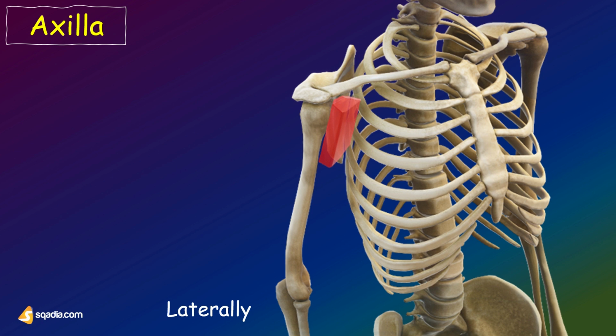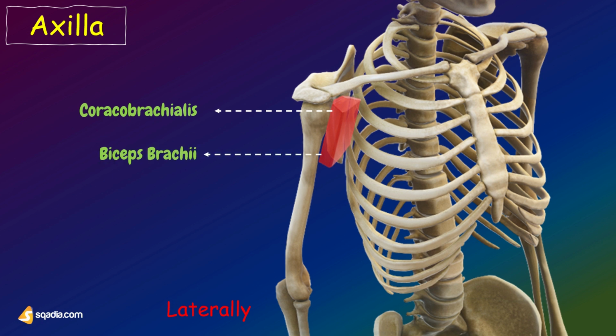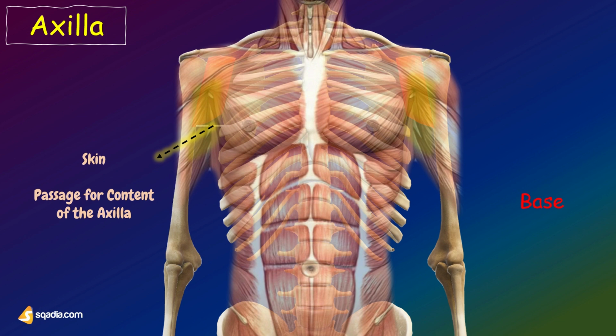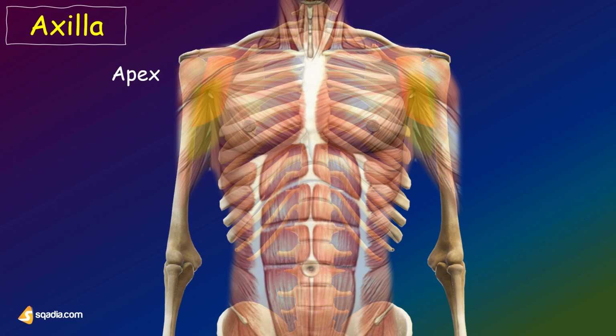The anatomical landmark that makes up the lateral surface of the axilla is made up of coracobrachialis and biceps brachii muscles in the bicipital groove of the humerus. As for the inferior surface, or the base, it is mostly skin. The rest of the area gives space and forms an inlet for the passage of contents of the axilla that we will discuss later.